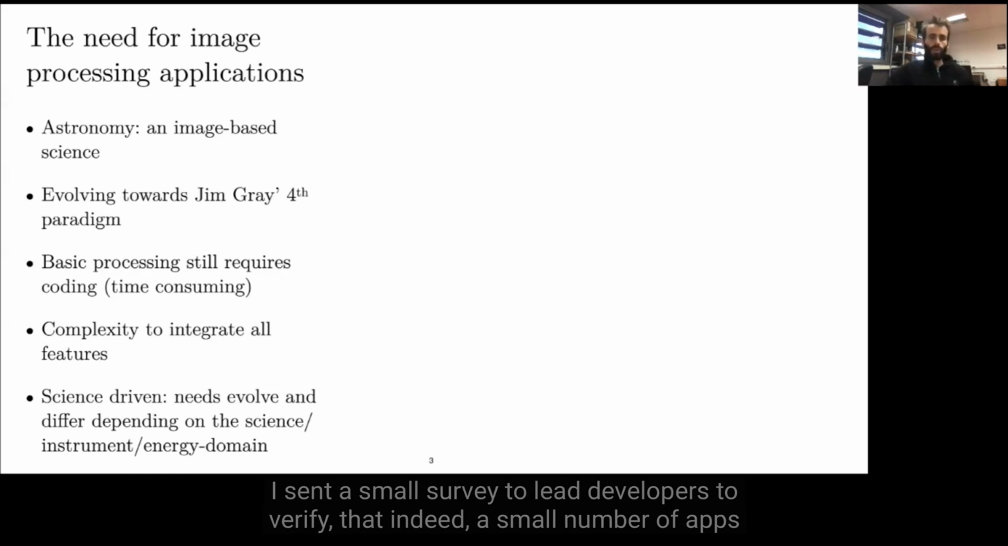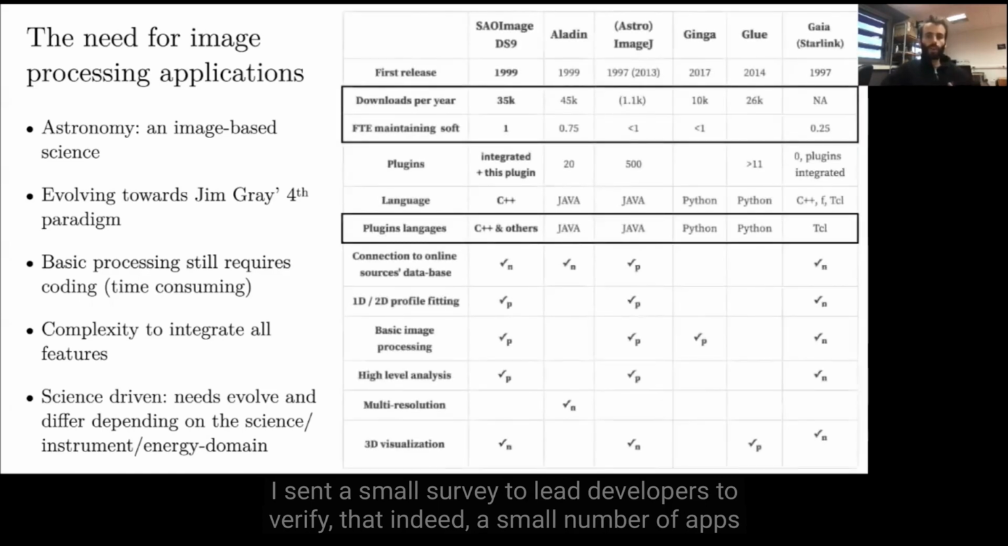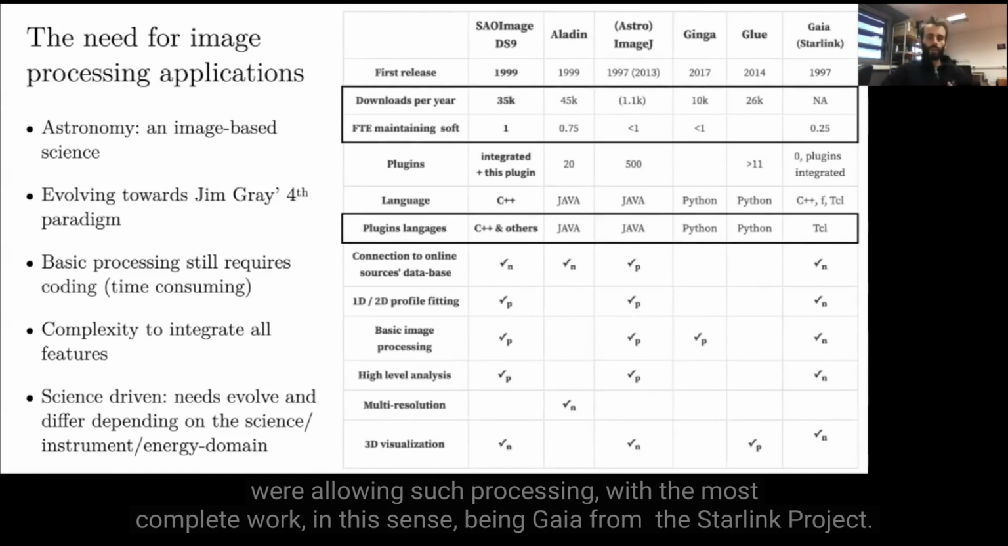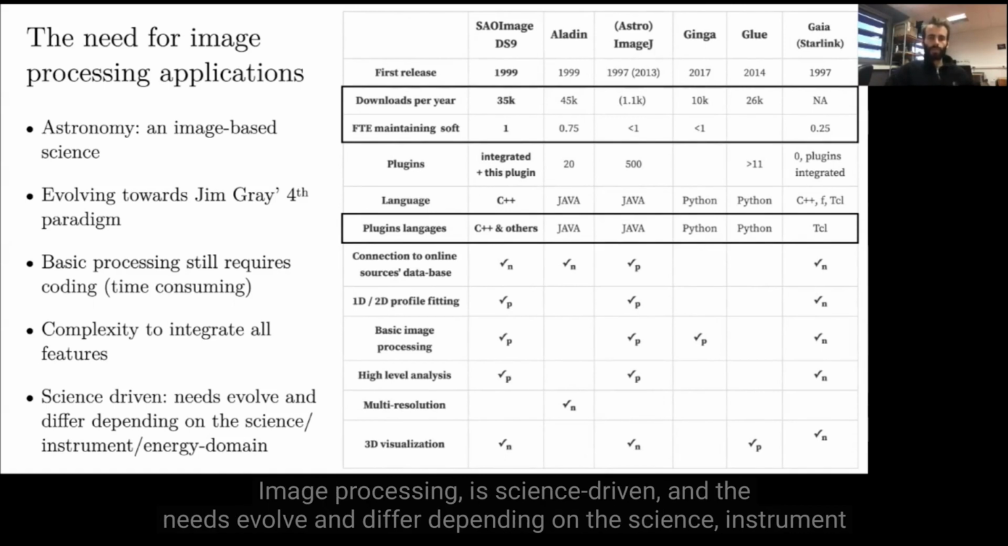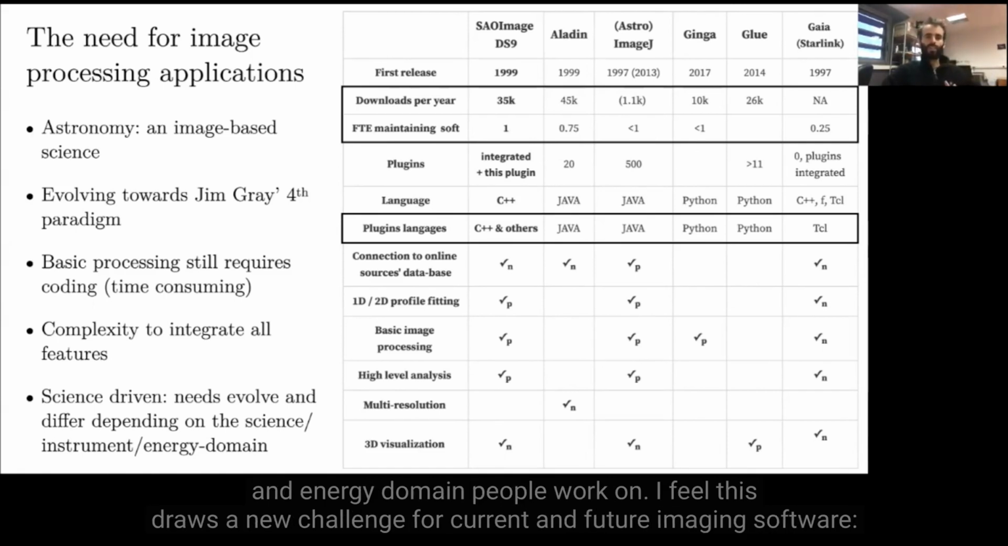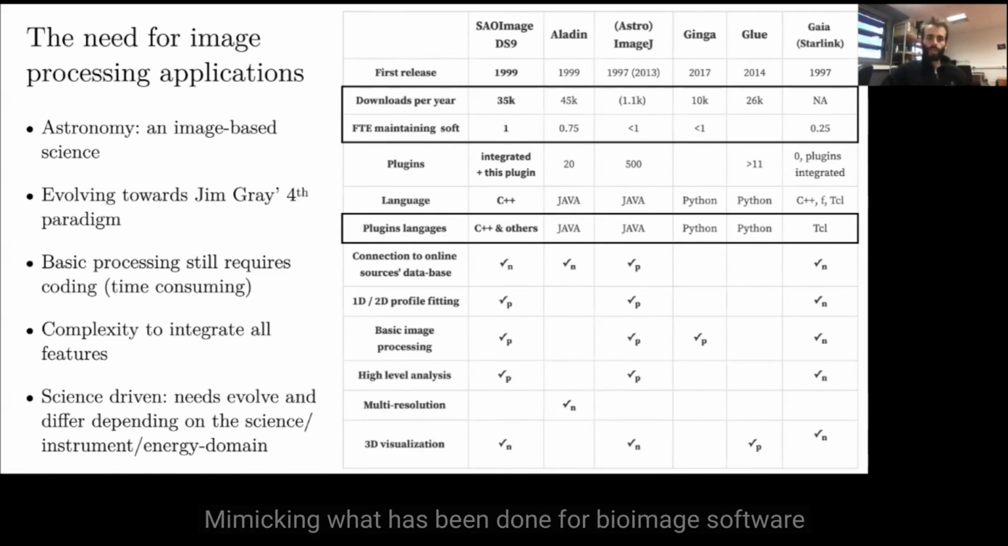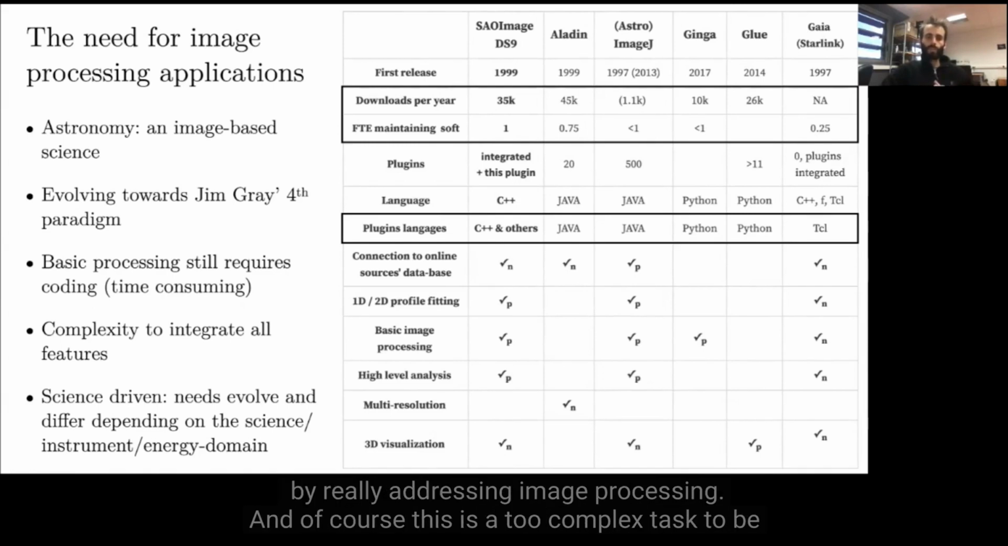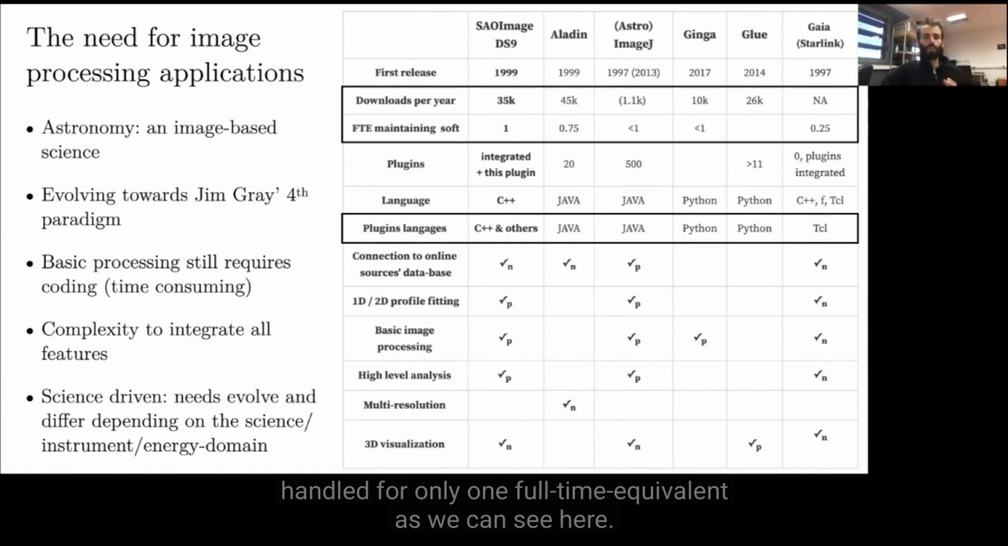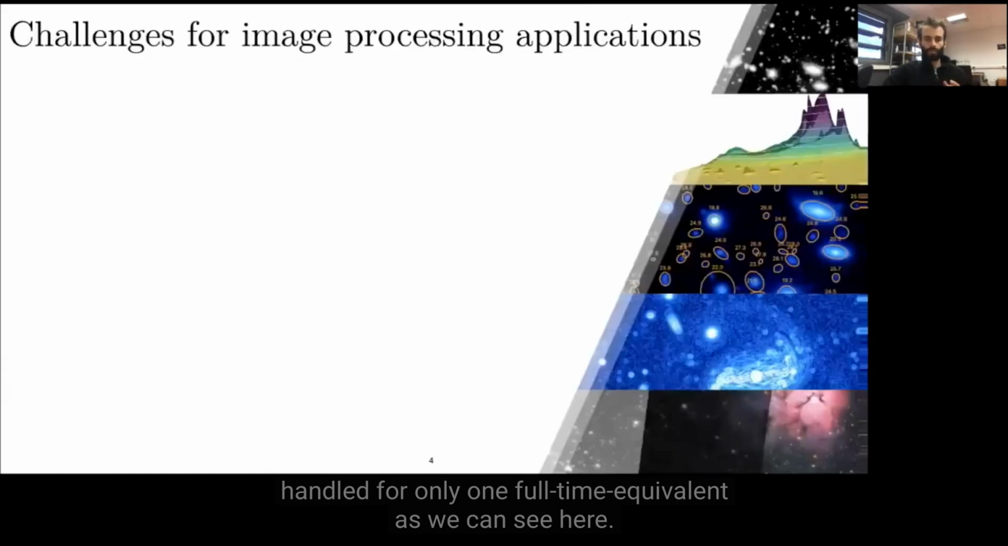So I sent a small survey to lead developers to verify that indeed a small number of apps were allowing such processing, with, I think, the most complete work in this sense being GAIA from the Starlink project. So image processing is science-driven, and the needs evolve and differ depending on the science, instrument, and energy domain people work on. And I feel this draws a new challenge for current and future imaging software, which is mimicking what has been done in bioimage software by really addressing image processing. And of course, this is too complex a task to handle for only one full-time equivalent, as we can see here for the different applications.